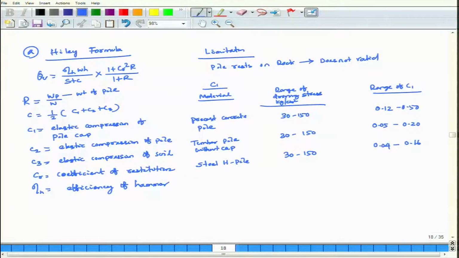So, for the elastic compression C2 of the pile, C1 you can get from the different materials and the range of driving stress, that is, how much stress you applied while driving. Now come to C2. Generally C2 is equal to Q U L by A into E, where L is the length of the pile, A is the average cross sectional area of the pile, and E is Young's modulus.